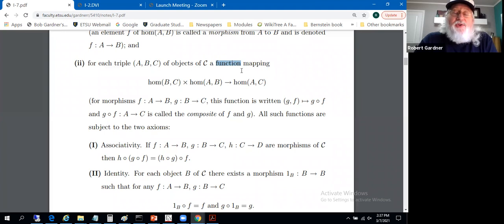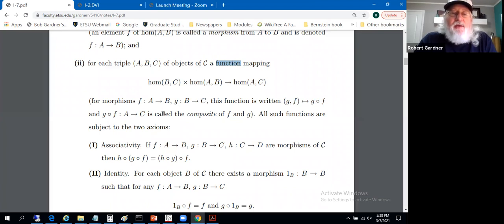And this function mapping that takes an ordered pair of these things here to a thing there is called a composite of the inputs. So more explicitly, we have the notation. If we have a morphism in Hom(A,B), then we'd say f, just read this in a traditional way, f maps A to B. An element g of Hom(B,C) would mean g maps B to C.